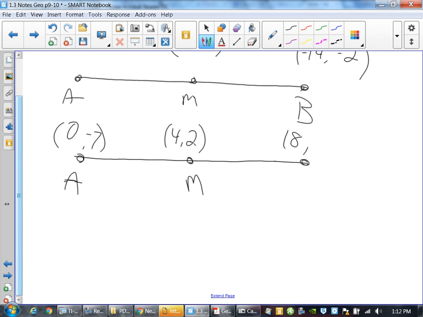Negative 7 to 2. Those are the y values. From negative 7 to 2, I went up how many? What's 9 more up from 2? Done. You can do algebra all you want. Sometimes you don't need to.